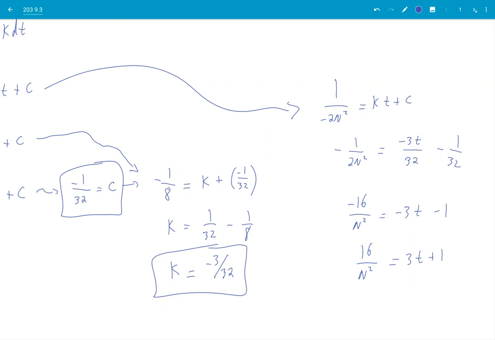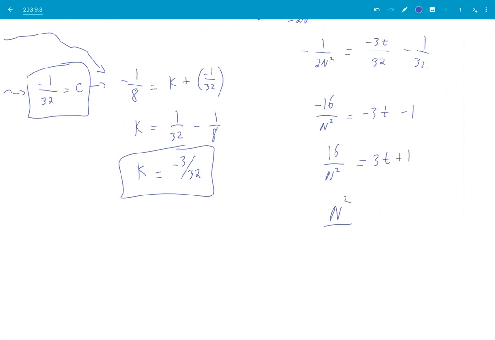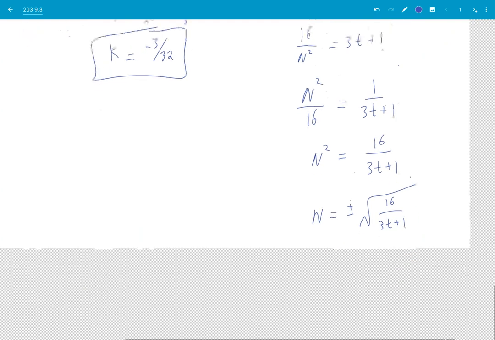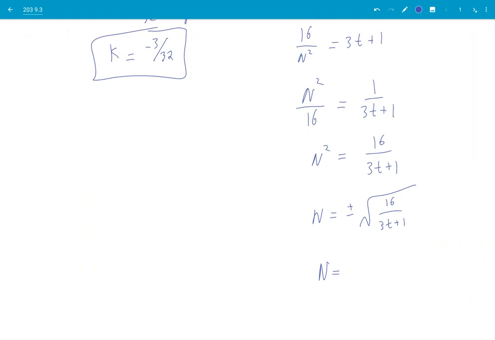Now, the negatives are unpleasant, so I'll multiply both sides by negative 1. And then I will invert both sides, to get closer to my goal, which is isolating n. And then, again, n squared is 16 over 3t plus 1. Square root both sides. I get n is equal to plus or minus square root of 16 over 3t plus 1. Okay, n is a number of infected computers, so I am going to drop the minus possibility. I can't have negative computers now, can I?